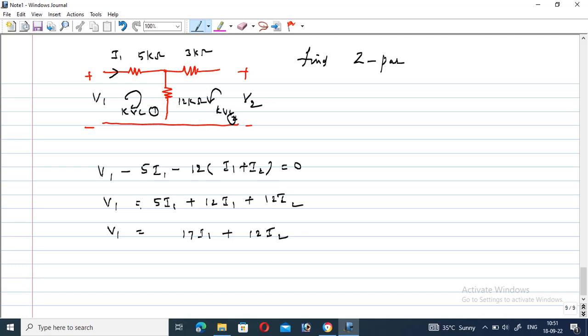As well as the second equation. If we apply KVL in loop 2, V2 is equal to, directly I can represent, 3I2 plus 12 into (I2 plus I1). Let us call this equation E. V2 is equal to 3I2 plus 12I2 plus 12I1.